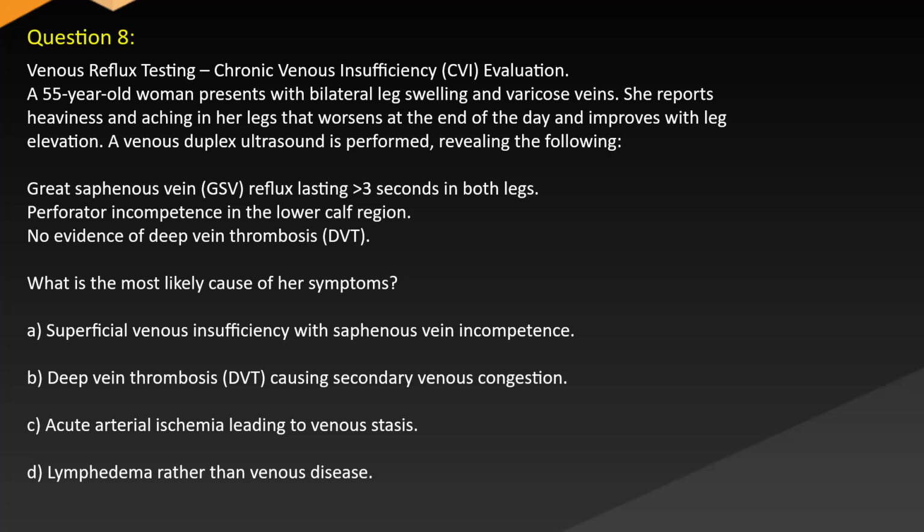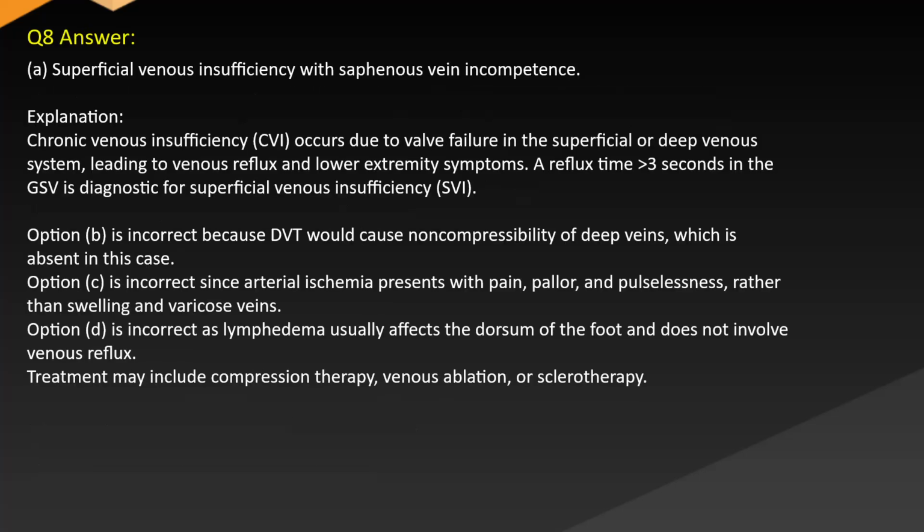A. Superficial venous insufficiency with saphenous vein incompetence. B. Deep vein thrombus, DVT, causing secondary venous congestion. C. Acute arterial ischemia leading to venous stasis. D. Lymphedema rather than venous disease. Answer A. Superficial venous insufficiency with saphenous vein incompetence.